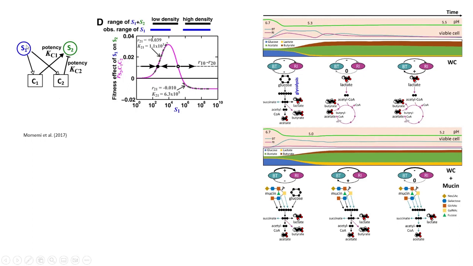This is an analytical example, actually. If you assume a type of interaction here, where species one produces two compounds, one that favors species two and the other that inhibits it, and you change just the density of the system, so you start with low density and with high density, you basically predict two qualitatively different interaction coefficients.